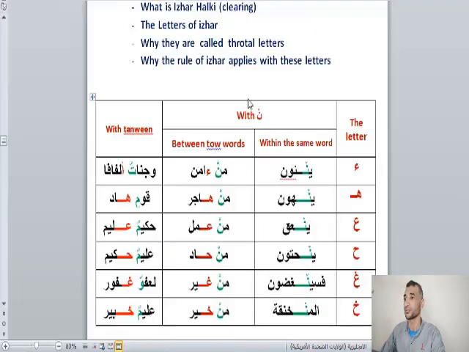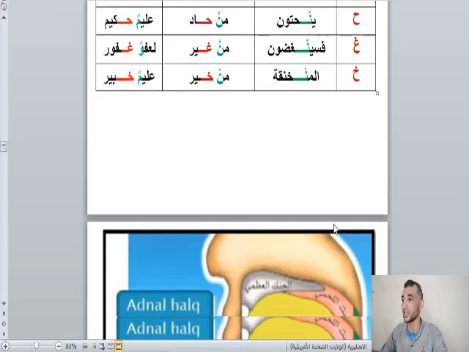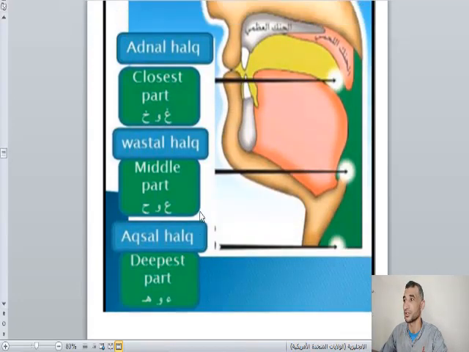So then, why does the rule of izhar apply with these letters? Why these letters, especially hamza, ha, ayn, ha, ghayn, kha, just these letters and only these letters? Because if we look here, we can see that the consonant nun or the tanween is emitted from this part, which is the tip of the tongue. And all these letters, hamza, ha, ayn, ha, ghayn, kha, are emitted and come out from this part, which is the throat.